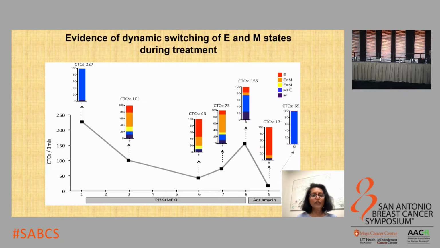In addition to this heterogeneity, the CTCs also switch from one state to another during treatment. Let me illustrate that using this index patient from whom we had multiple blood draws. When the patient first came to us, the patient was progressing on previous therapies, had high numbers of CTCs, and most of them were mesenchymal.